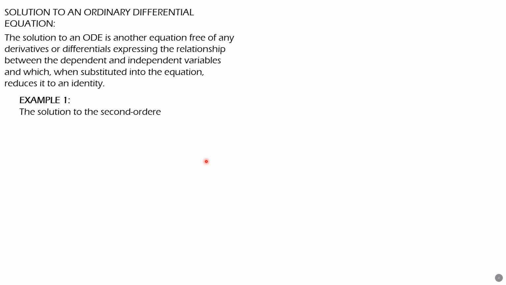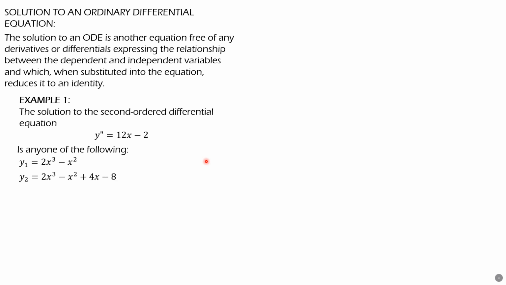An example of the solution to second order differential equations would be, for this equation here, y double prime equals 12x minus 2. The solution would be any one of the following. y sub 1 equals 2x cubed minus x squared. For this solution, it has no arbitrary constants. Second, we have no arbitrary constants also. Third, 2x cubed minus x squared plus an arbitrary constant times x. And we have y sub 4, 2x cubed minus x squared plus cx plus k.